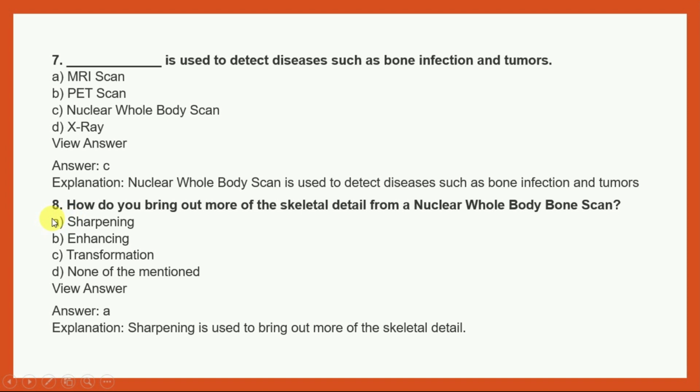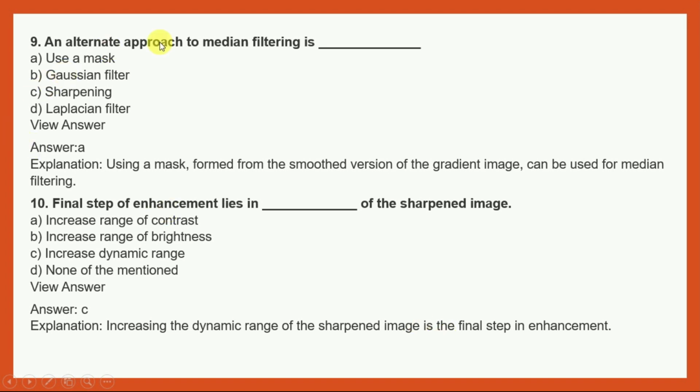And the next question is, how do you bring out more skeletal details from a nuclear whole body bone scan? So how can we find more details? The answer is using sharpening, because sharpening is used to bring out more skeletal details. Now the question is, an alternative approach to median filtering is? The answer is option A, use a mask. Now the question is, the final step of enhancement lies in dash of the sharpened image. The answer is very clear, increase the dynamic range, because the explanation says increasing the dynamic range of the sharpened image is the final step in enhancement.